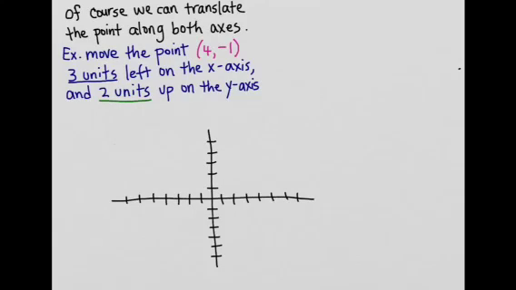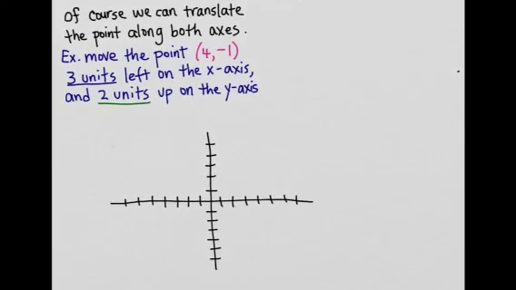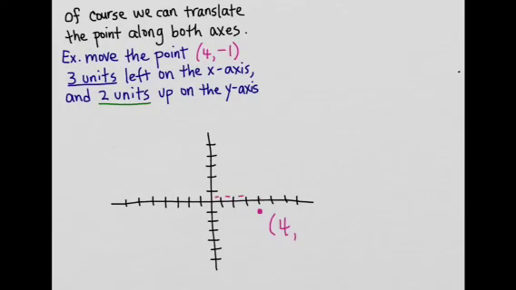Of course, we can translate the point along both axes. For example, if the problem was to move the point (4, -1) 3 units left on the x-axis and 2 units up on the y-axis, the first thing I want to do is locate the point (4, -1). I would go over on x 1, 2, 3, 4, and then I would go down 1 on y. So there's our point, (4, -1).